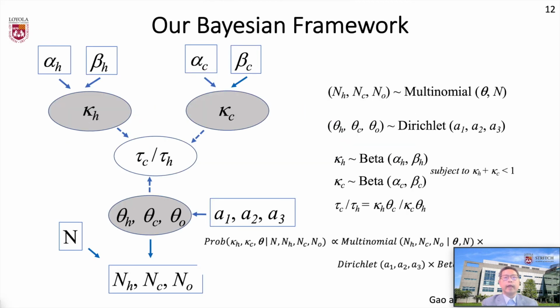Then we can put everything in a Bayesian framework. We can model the mathematical relationship between unknown thetas and the observed number of patients in each category using a multinomial distribution. We can model the prior distribution of these thetas as a non-informative Dirichlet distribution. Kappas can be modeled as informative beta distributions based on epidemiological studies.